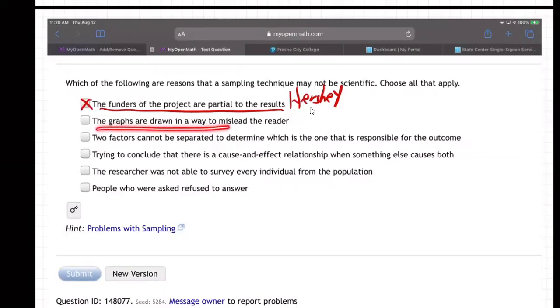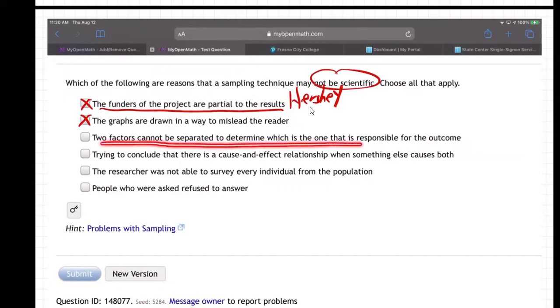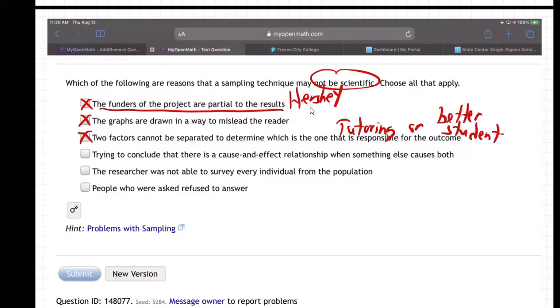The graphs are drawn in a way to mislead the reader. Yeah, if they have misleading graphs, that's going to wreck it, make it not scientific. Two factors cannot be separated to determine which is the one responsible for the outcome. Yeah, that's like we were talking about earlier with the tutoring. Was it the tutoring or better students? What made them come out better? When you gave them a choice, who wants to go to tutoring? Well, the better students chose tutoring. So in the end, we can't separate why that group did better. Was it the tutoring, or was it just that they were already better students? That can wreck it.